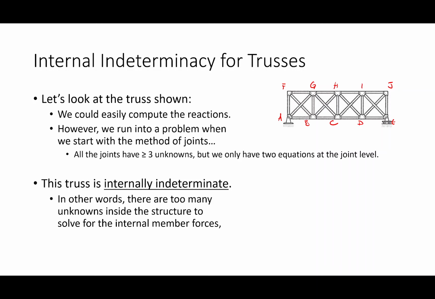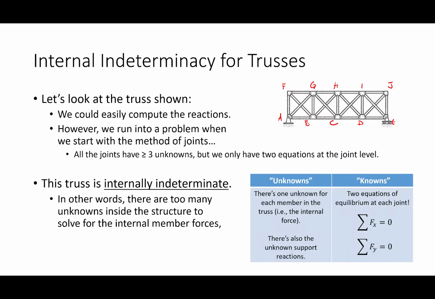Will we be able to solve it later? You bet, but we're going to have to learn a little bit more about structural behavior before we start approaching a problem like this, okay? The reason is that if we compare the number of unknowns versus the number of knowns, we have to look at the problem a little differently if we're looking internally. For unknowns, I propose that there is 1 unknown for every member in the truss, because every member has an unknown axial force, either tension or compression, right? So there's 1 unknown for every member.